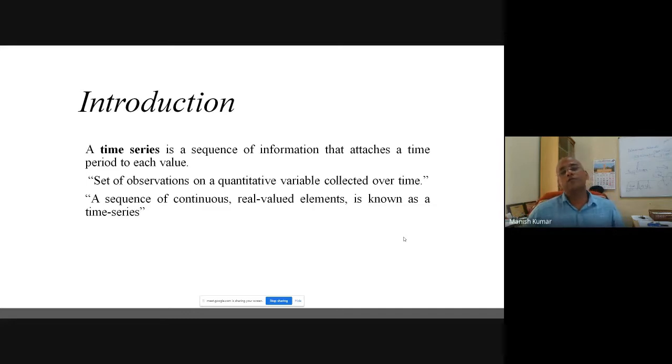So a time series is a sequence of information that attaches a time period to each value. There are various ways of representing time series data. You can also look at it as a set of observations on a quantitative variable collected over time. The moment you attach a time factor or time stamp to any data, it becomes time series data for you. It's a sequence of continuous real valued elements, which is also termed a time series. Okay.